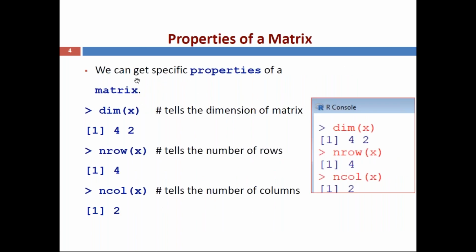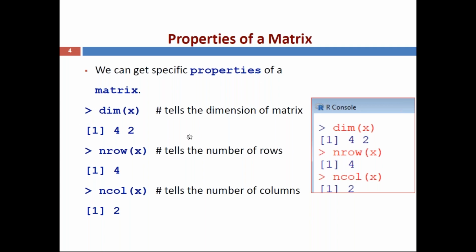Now coming to properties, we can get specific properties of a matrix. Some of the examples: the first one, dim of X. What does it tell? The dimension of the matrix. How to find the order or dimension of a matrix in R software? Simply by using the dim command. So the syntax is dim within brackets, name of the matrix. Then it gives the order or dimension of the matrix.